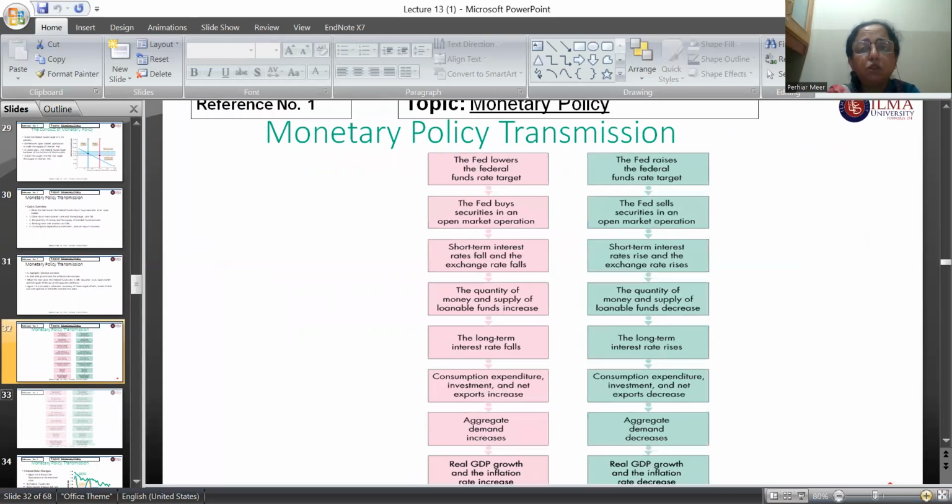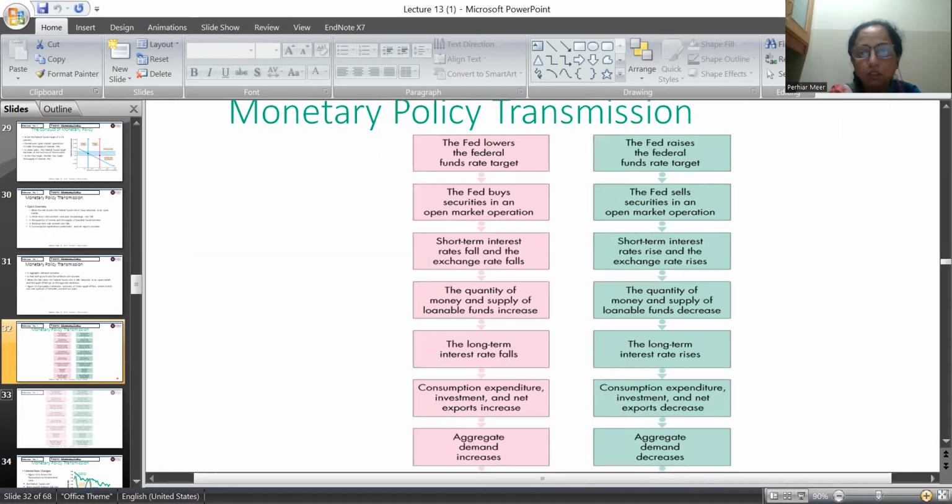So the figure shows the monetary policy transmission. The Fed lowers the federal funds rate target. The Fed raises the federal funds rate target. The Fed buys securities in open market operations. The Fed sells securities in open market operations. Short-term interest rates fall and the exchange rate falls. Short-term interest rates rise and the exchange rate rises. The quantity of money and supply of loanable funds increases. The quantity of money and supply of loanable funds decreases. The long-term interest rate falls. The long-term interest rate rises.